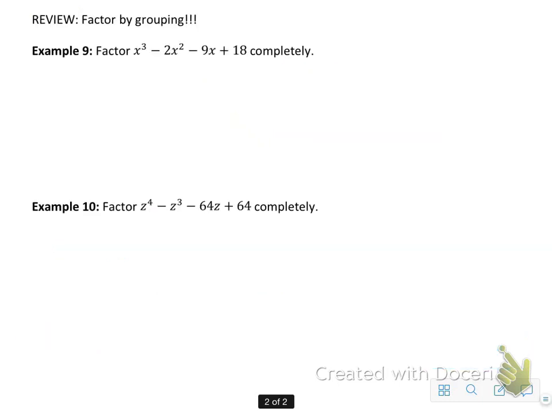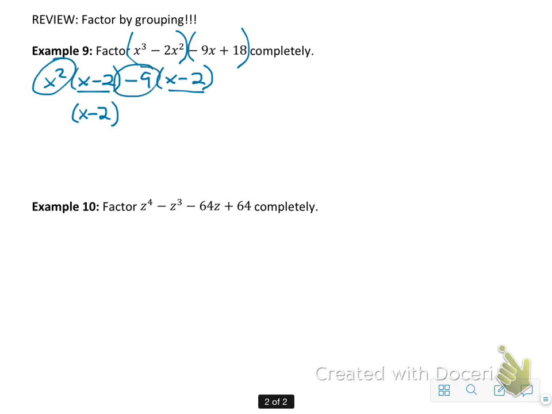So let's go on to factor by grouping, because we've done this. Here's your reminder. You group the first two and the last two, and you take out what you can. So what can you take out of x cubed minus 2x squared? Remember, it's the lowest exponent, so we can take out an x squared. And we're left with x minus 2. What can you take out of negative 9x plus 18? Well, they both have a negative 9 in it, so we have negative 9, and you get x minus 2. So remember, you take the inside, that's one of your factors, and then the outside is your other.